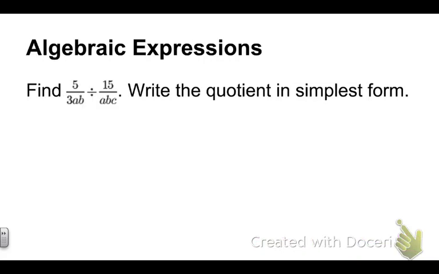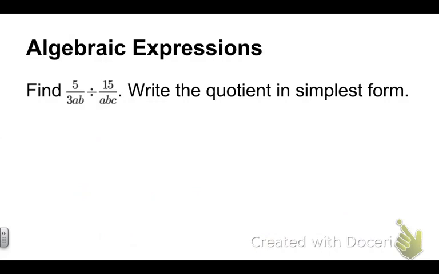Alright, the last thing we have today is algebraic expressions. And again, this is kind of big. I want to give you a brief overview, but we're really going to be working with this in class. But I want you to make sure that you see it before I bring it up. So, find 5 over 3ab divided by 15 over abc. Write your answer in simplest form. If you notice, nothing is getting substituted in for A, B, or C.